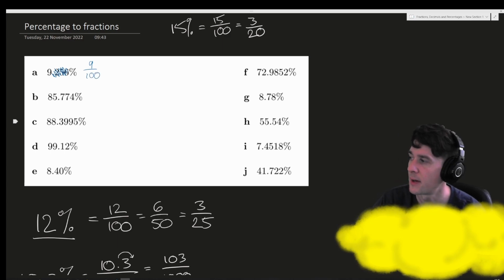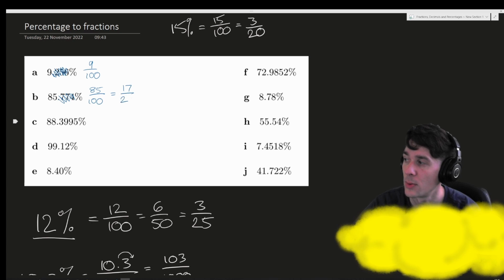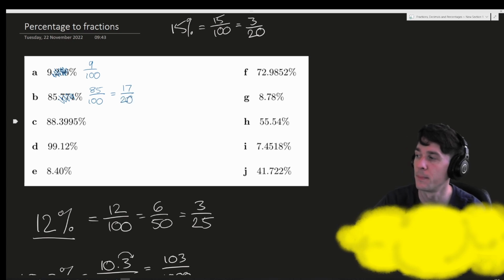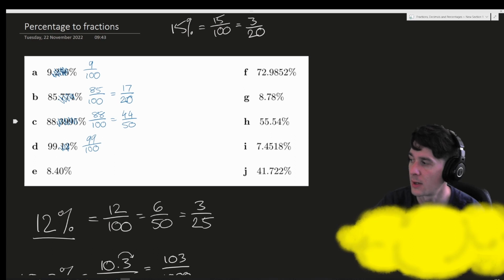If we had 85%, that would become 85 over 100, and we would simplify it to be 17 over 20 by dividing top and bottom by 5. If we had 88%, that would become 88 over 100, which would simplify to 44 over 50. If we had 99%, that would become 99 over 100, which we cannot simplify.